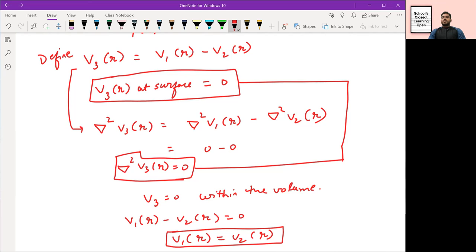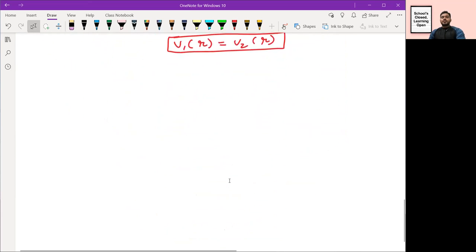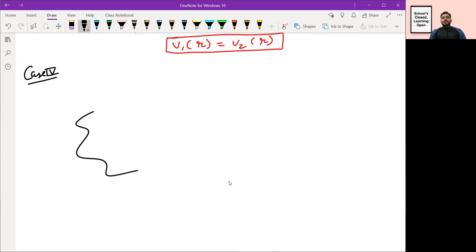Correct? This is our third case. Logically, our fourth case will be a development of the third case, an improvement of the third case, and the difficulty level will increase. So in case 4, we now don't have a charge free cavity. The 3 cases with charge free cavity are done.